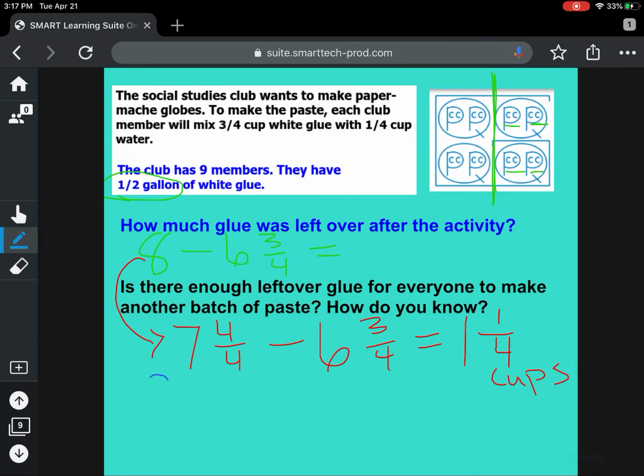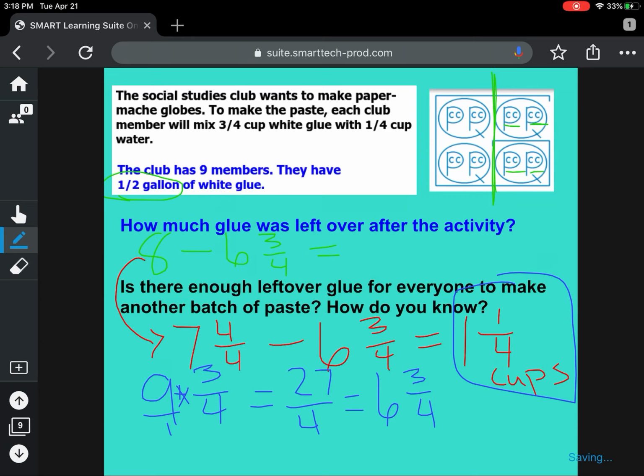We know there are 9 people. They each need 3/4 cup of glue. So we could take 9 times the 3/4, multiply the numerators. This is just like we did a few slides ago. Multiply the denominators, change it to a mixed number. Is that enough? What we have left over?